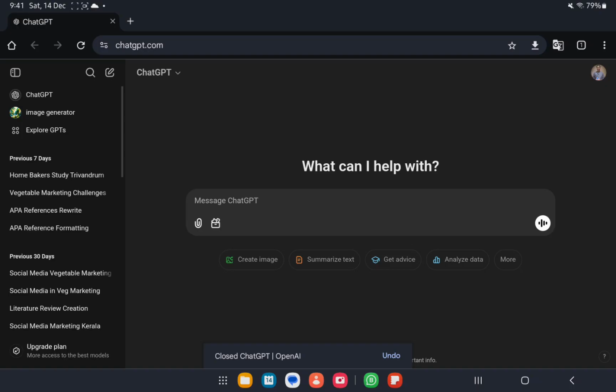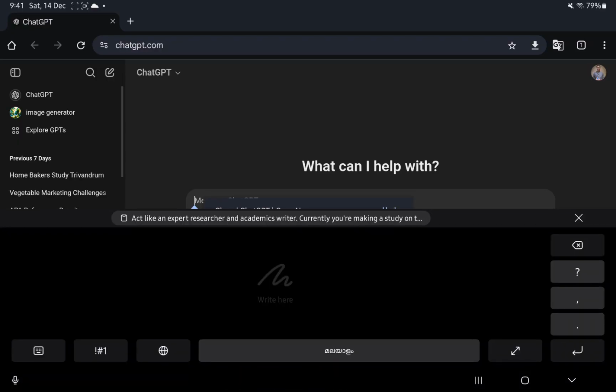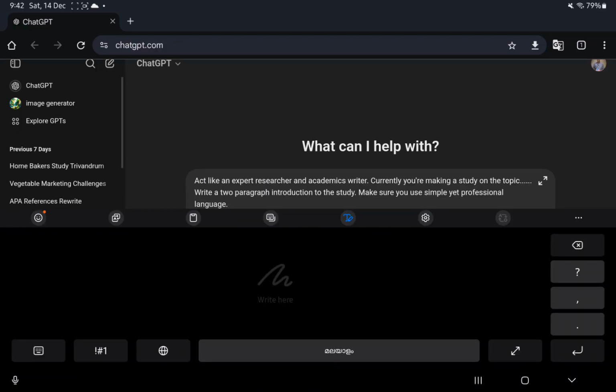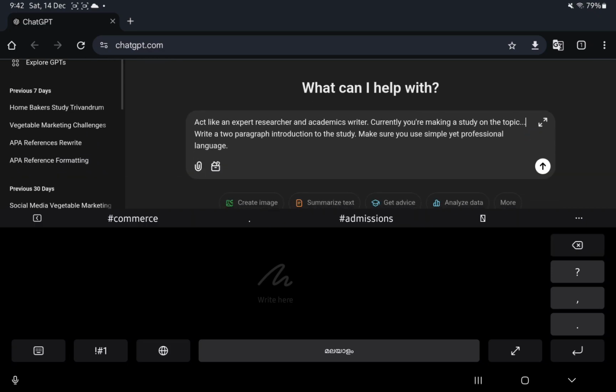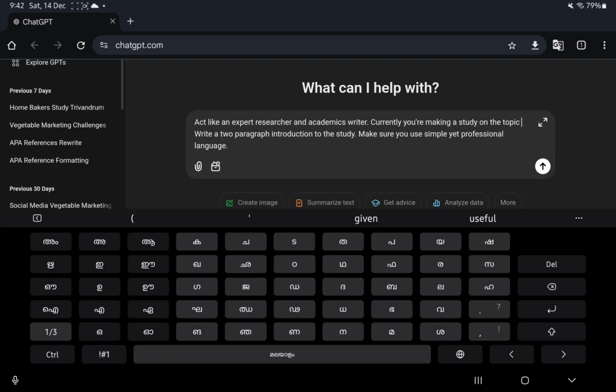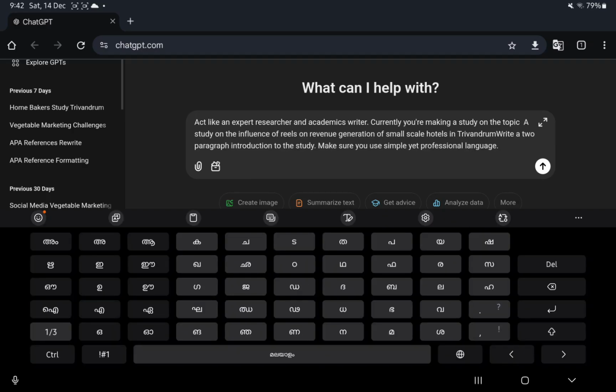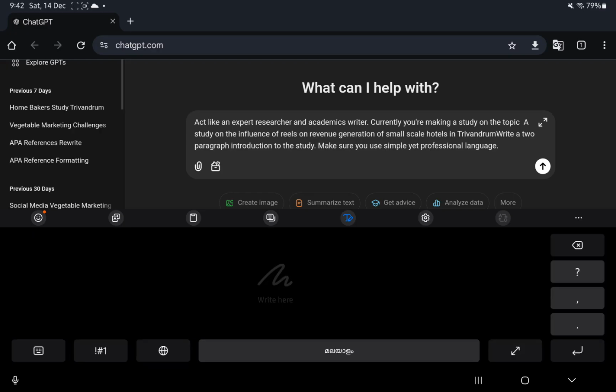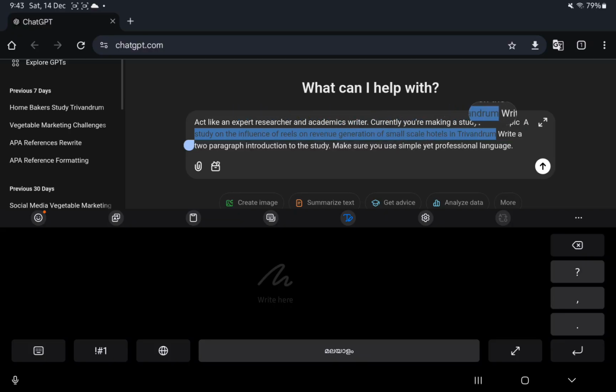Here we are in the most beloved ChatGPT. I'm just going to paste my prompt. The prompt is: act like an expert researcher and academic writer. Currently you are making a study on the topic, so in this prompt you have to change the topic. Whatever may be your topic, please make sure you insert that there. Here I have pasted my topic. It is a study on the influence of Reels on revenue generation on small scale hotels in Trivandrum.